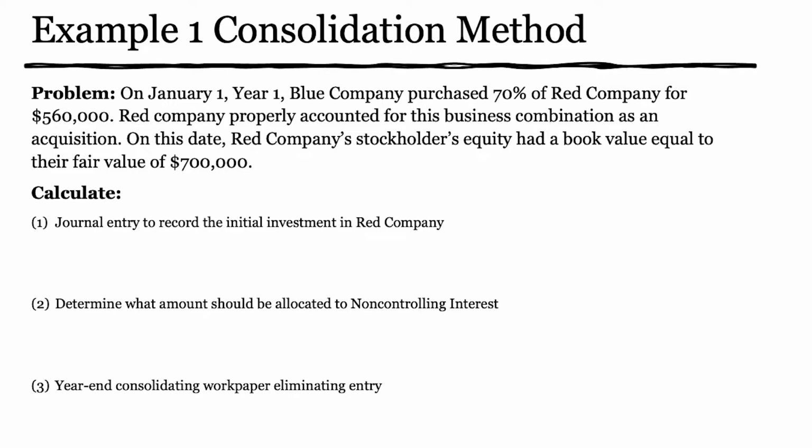Focusing on the first one here, the amount to record for the initial investment in Red Company. Well, reading the problem says Blue Company purchased 70% of Red Company, which as soon as you see a percentage over 50%, you should already be thinking consolidation method. And they purchased the 70% of Red Company for $560,000. Now again, if we just remember the journal entries on the previous slide, we should be able to answer a majority of these questions.